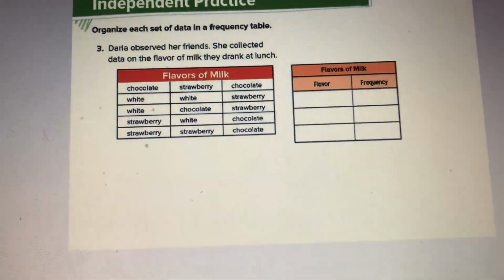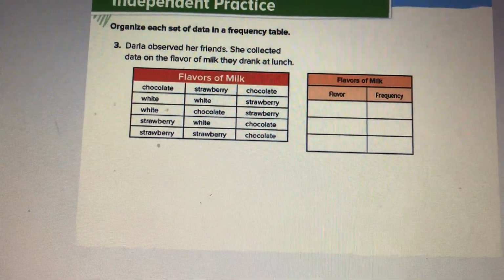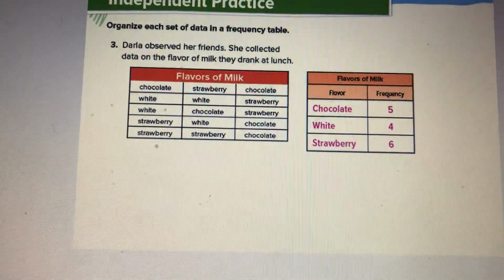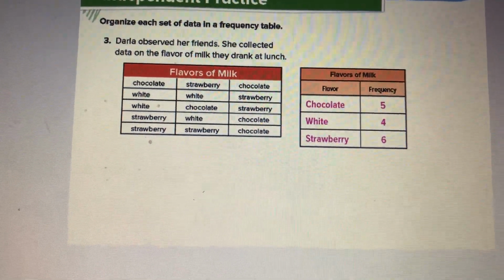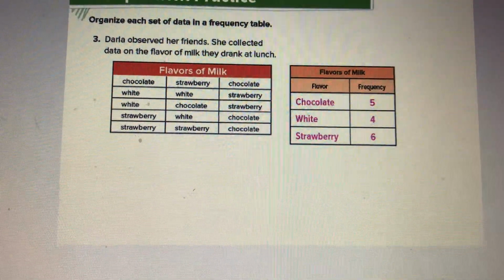You do the other two, and pause the video if you need to. See if you get this answer. Okay? Did you find 4 whites and 6 strawberries?